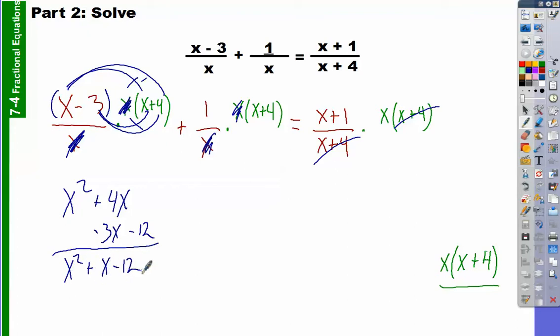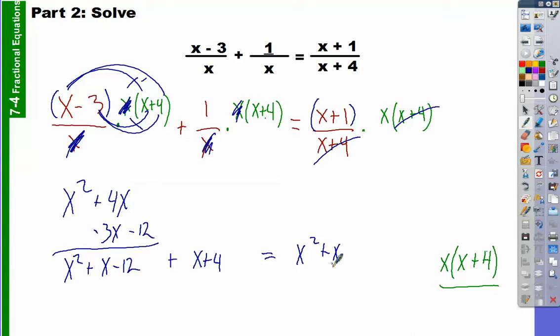Okay. What do we have here? Well, 1 times, right, so just x plus 4. So we have plus x plus 4. And all of this is going to equal x squared plus 1x.